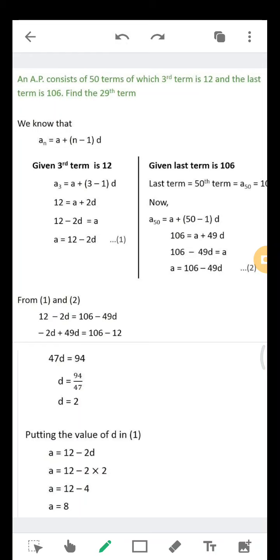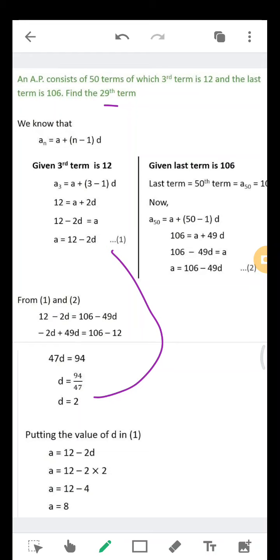Now we'll substitute this D value in any one of equation 1 or equation 2, and we'll get the value of A. So substituting D is equal to 2 here, I'll get 12 minus 2 into D, that is 2 into 2. 12 minus 4, that is equal to 8. So we have got the values of A and D. Now we need to find the 29th term.